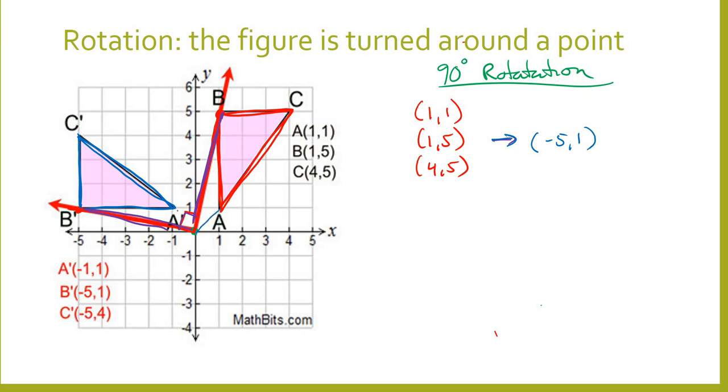My (1, 1), doing a 90-degree rotation at the origin, ends up at (-1, 1). And my (4, 5) here, if I do a line down to the origin and out to here, that's my 90 degrees. My (4, 5) changes to (-5, 4). Can we see a pattern here? Take a moment and see if you can see a pattern.